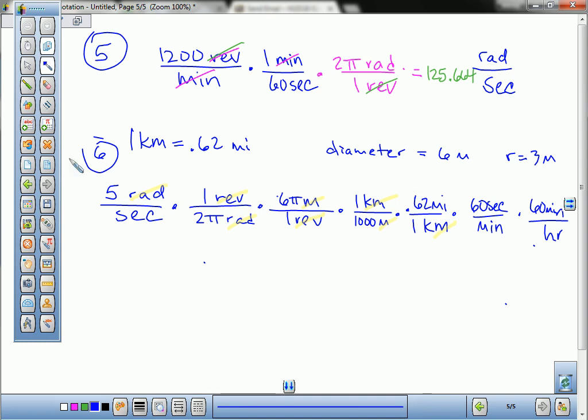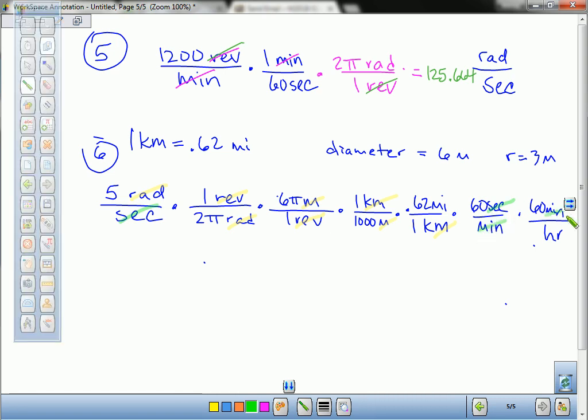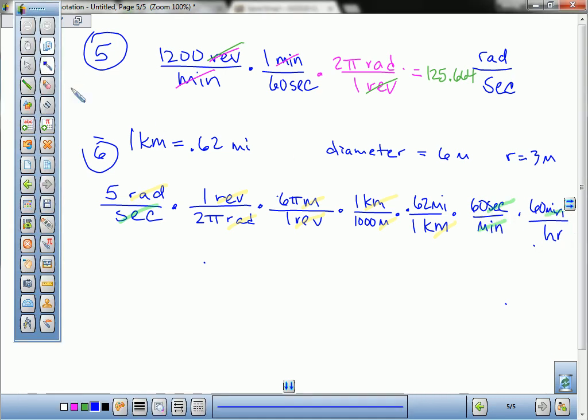Good. Okay. Now let's do my units for time. Second, second, minute, minute. I'm left with hour. Okay. So that should do it. 33.48 miles per hour.